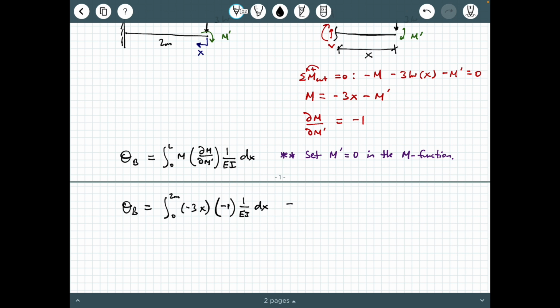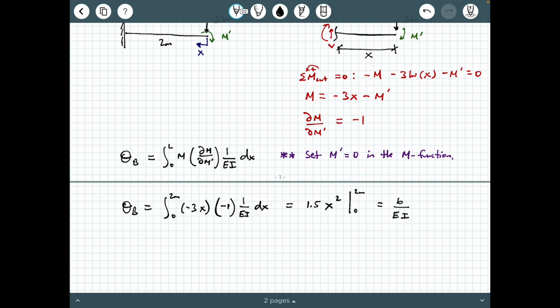Now this is a pretty easy integral, so you could probably just do this by hand. We should get 1.5 x squared evaluated from 0 to 2 meters. And when we crank this through, 2 times 2 is 4. 4 times 1.5. Oh, sorry, 6, I'm sorry. I hit the minus sign instead of the multiplication sign on my calculator. We get 6 over EI.